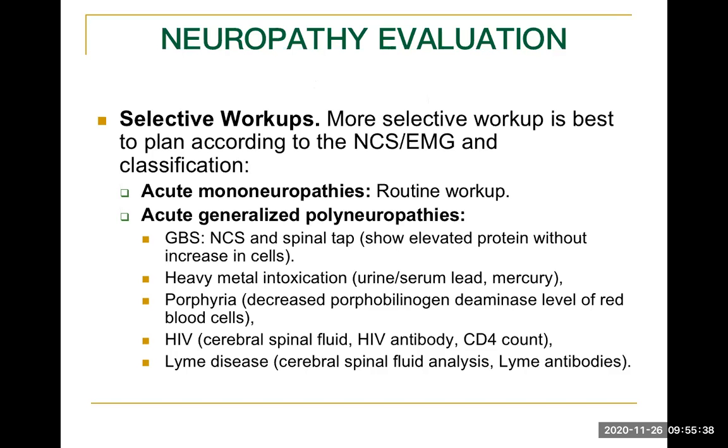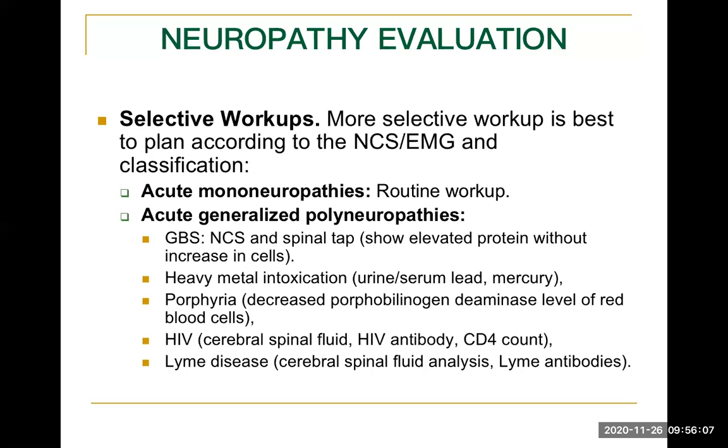Don't forget that. In case of heavy metal intoxication like lead, arsenic, mercury and all these things, we go for urine and serum lead, mercury and arsenic levels. For arsenic, rather than serum and urine examination, we go for hair analysis and nail analysis, because arsenic is deposited in those special areas.